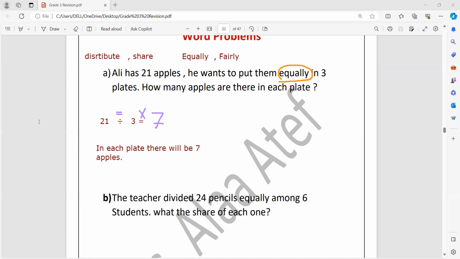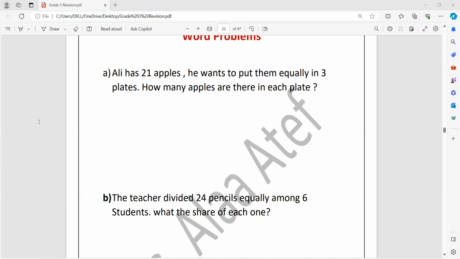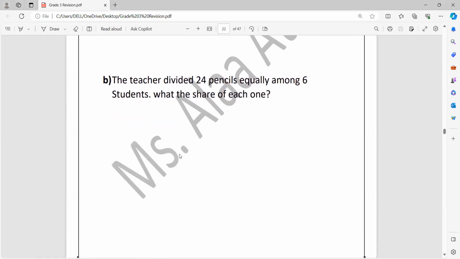Another story problem. Here, the teacher divided 24 pencils equally among 6 students. What is the share of each one? Again, here, the teacher will divide equally. It means that we need to make a division.